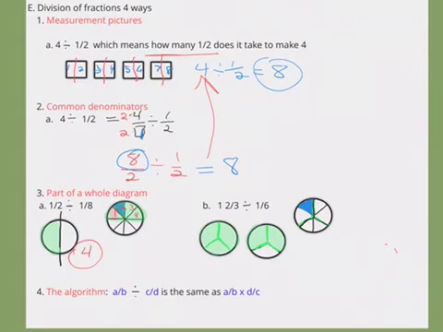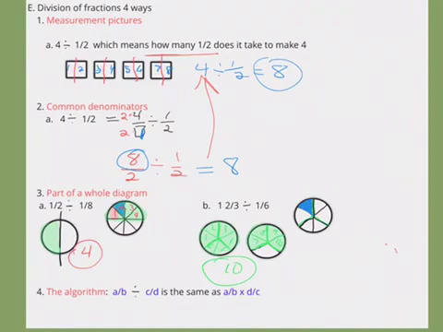and I can see that if I divide up my circle into 6, 1, 2, 3, 4, 5, 6, there's 6 there, and if I divide my 2/3 up into 6ths, I have 7, 8, 9, 10. So 1 2/3 divided by 1/6 is going to give me 10. It's saying that there's 10 1/6s in 1 2/3.